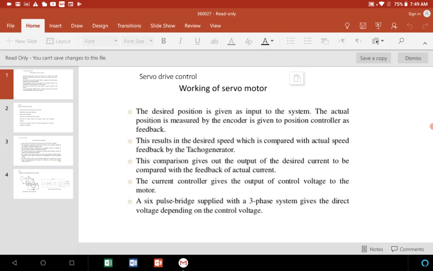So the controller gives output signals or voltage to the motor, and a pulse bridge supplied with a three-phase system gives the direct voltage depending on the controller voltage. So that is how the signals are converted in the servo motor or the servo drive.